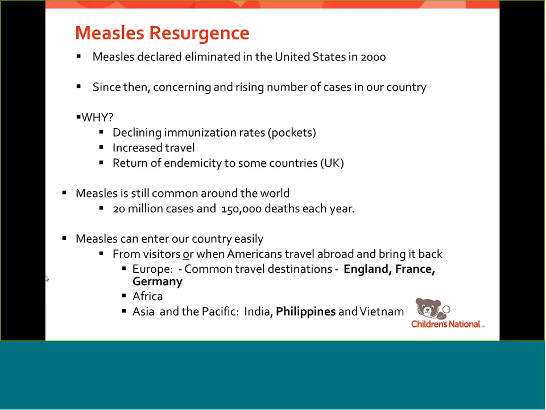So let's talk a little bit about measles resurgence. It was initially declared eliminated and non-endemic in the United States in 2000, but since then there's been a rising number of cases in our country, and we all want to know why. Well, that often has to do with declining immunization rates, especially certain little pockets where immunization rates can be very low. We also have increased travel, so we're traveling all over the globe, especially to areas where measles can still be endemic or there can be an epidemic of measles. And some countries that had previously no longer been endemic had the return of endemic measles.